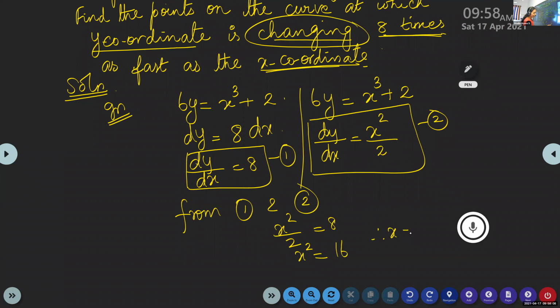Therefore, what is the value of x? Plus or minus 4. Whenever we take a square root, keep it in mind, we have to write both plus or minus. If they give only a positive coordinate, then we have to take positive. But whenever we take the root, we have to write both plus or minus.